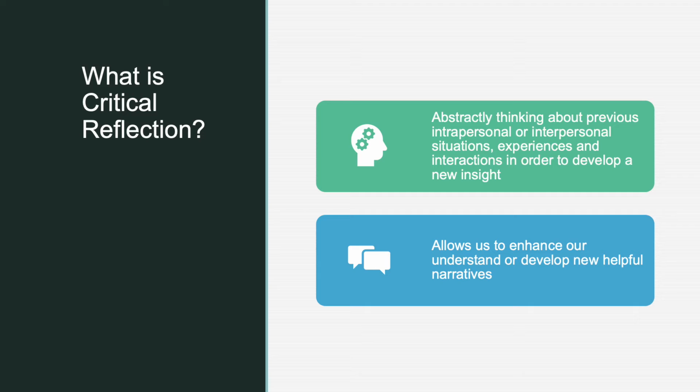And again, I say situation, but it could be an interaction. It could even be an experience with yourself. Maybe you had an unconscious opinion, and what I mean by that is that maybe you saw someone and they told you something about themselves, and automatically you found yourself a little bit more displeased with them. Critical reflection would look back on the situation and make you realize, wow, maybe when they told me that about themselves, I reacted in a different way. Why did I react in that way? Let's get to the root of this. So, critical reflection allows us to basically enhance our understanding and develop new helpful narratives.